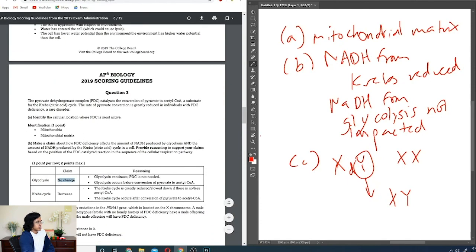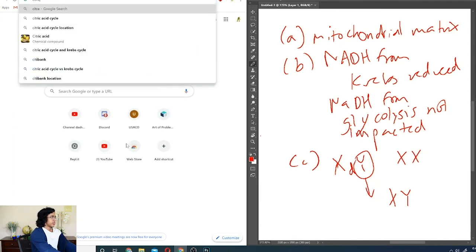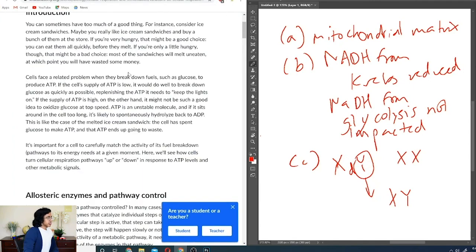No change in glycolysis. Wait, I just want to search this up because, okay, yeah, okay, epic. But anyways, let me search this up. This should be citrate feedback loop. Oh, I love Khan Academy, but basically, I'm pretty sure it says it somewhere.